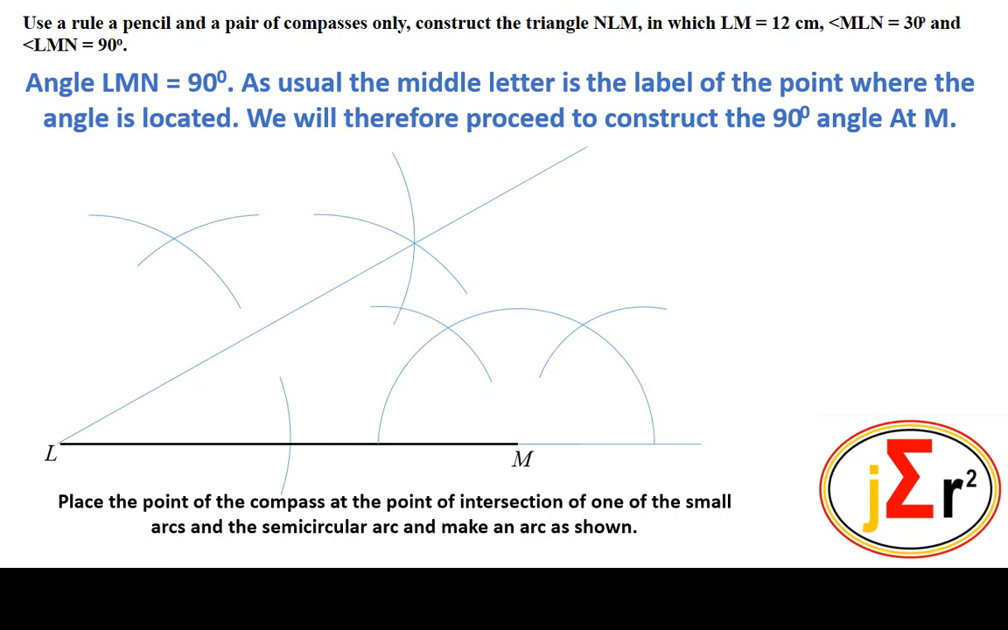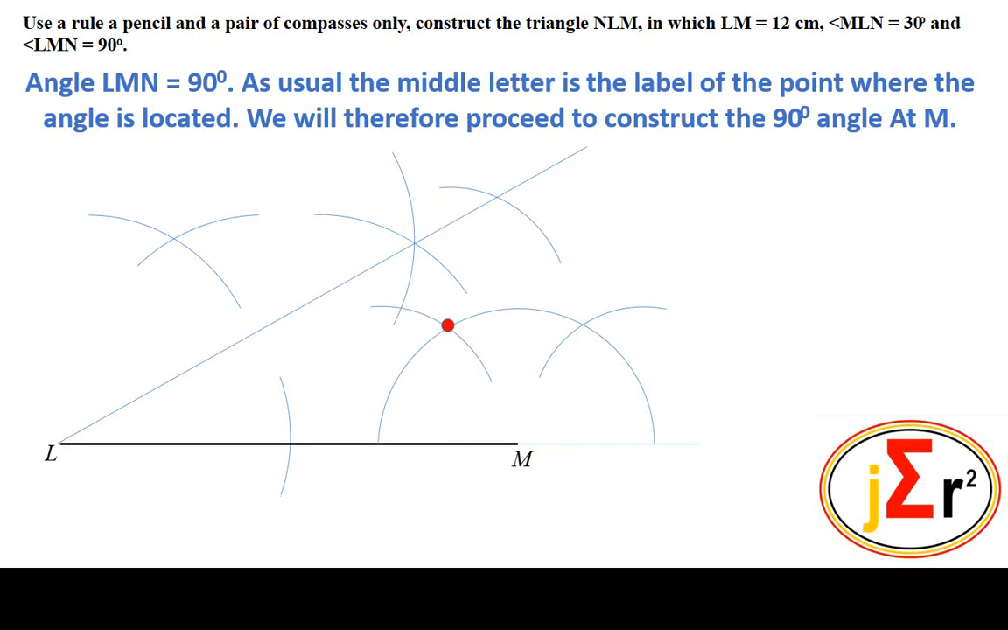Place the point of the compass at the point of intersection of one of the small arcs and the semicircular arc, and make an arc as shown. So we have one of the small arcs, anyone, and the semicircular arc. We're going to place the compass point, the red dot, at one of those points of intersection of small arc and semicircular arc. Then we will make another arc. And what do you imagine that we will change over?